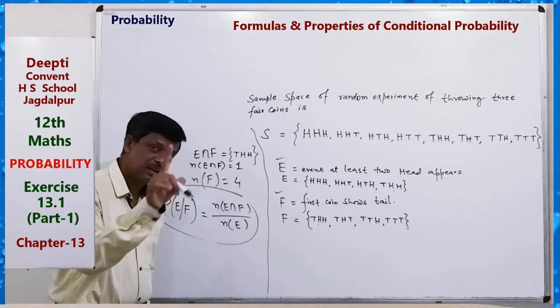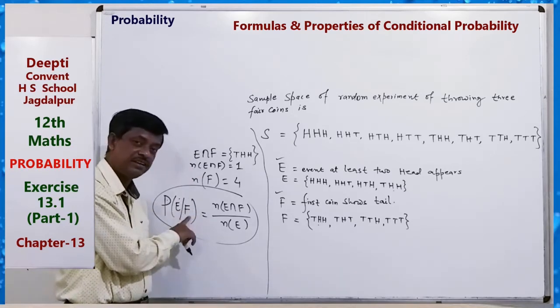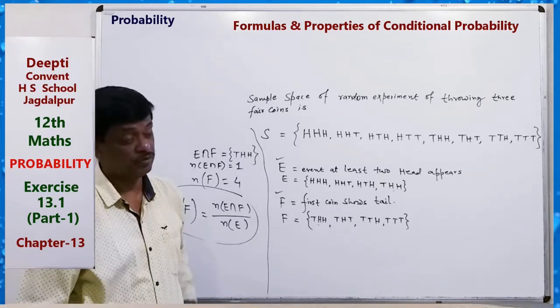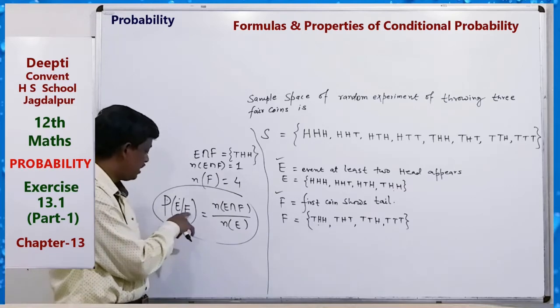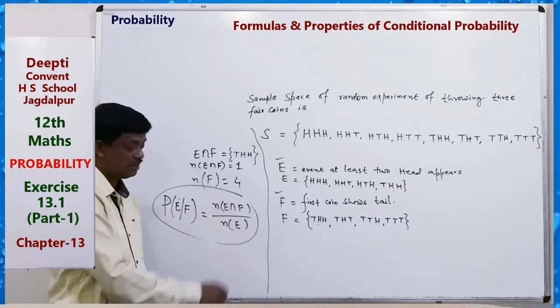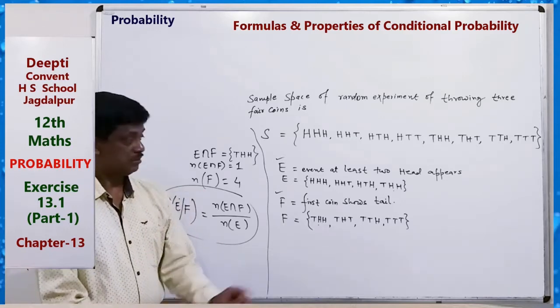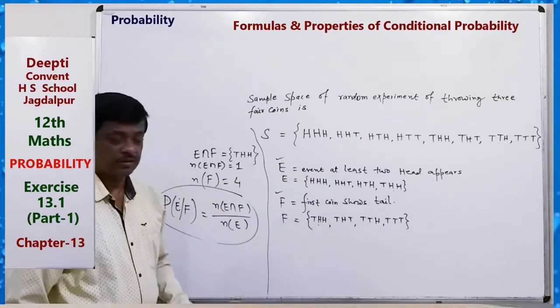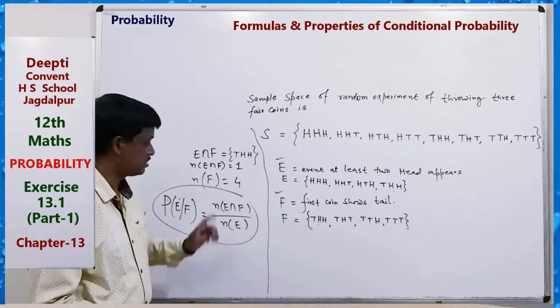Conditional probability of E provided F already happened. Conditional probability means there are two events. One event has already happened, and for finding the probability of the other, P(E|F) equals n(E intersection F) by n(E). That means the number of elementary events, or the number of favorable cases to the event E intersection F.